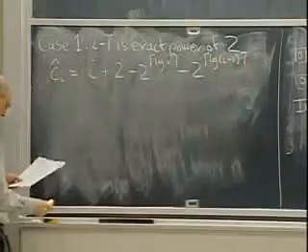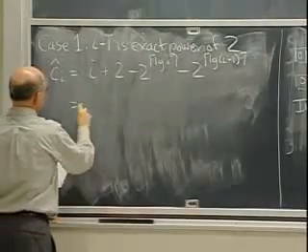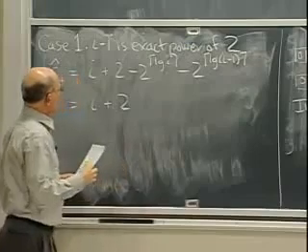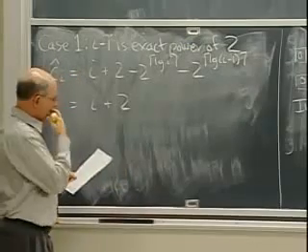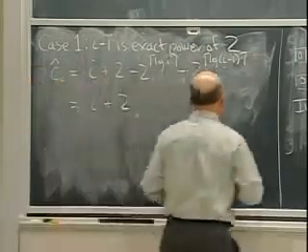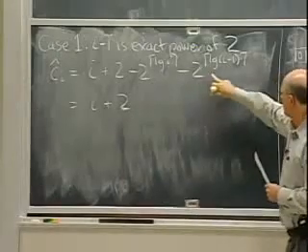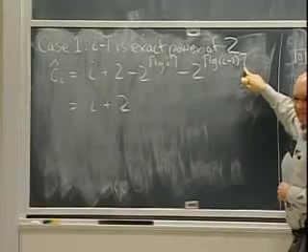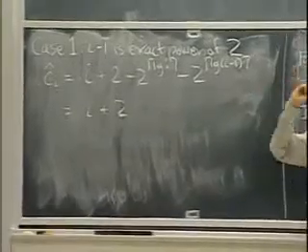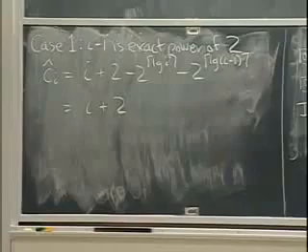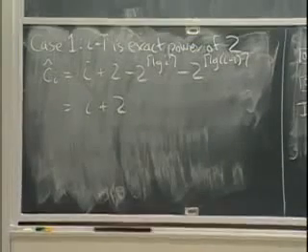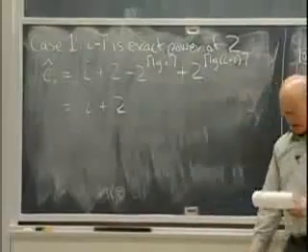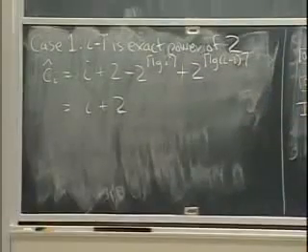Okay. And that's equal to I plus 2. Well, let's see. If I minus 1 is an exact power of 2, what is this term? I minus 1 is an exact power of 2. Plus. Thank you. Sorry about that.